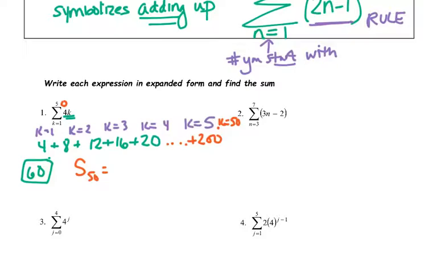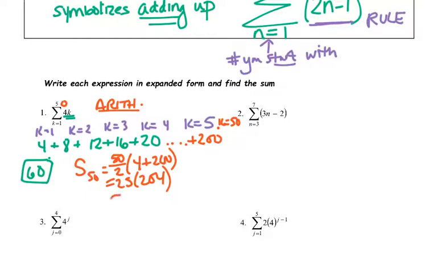Is that arithmetic or geometric? Well, if you look at it, it's adding 4 each time. It's arithmetic. So the formula is n, which is 50, over 2, a sub 1 plus a sub n, or 25 times 204, which is 5,100. Now I have to be careful. Sometimes it's geometric, but we'll get to that.